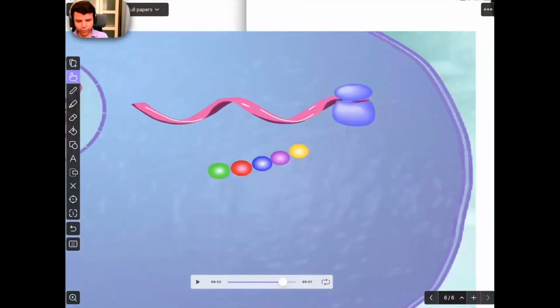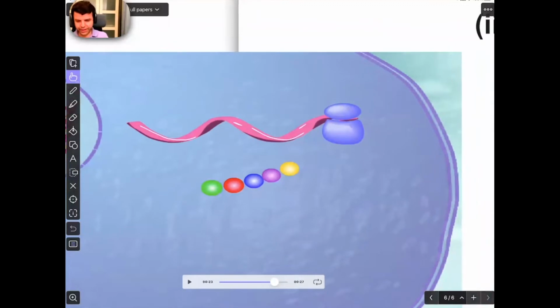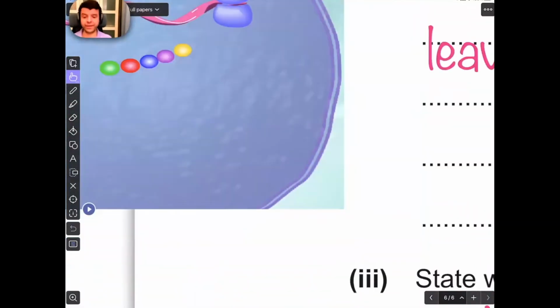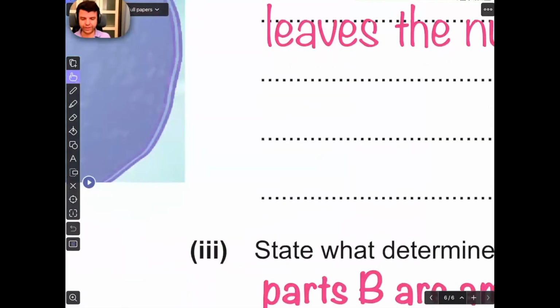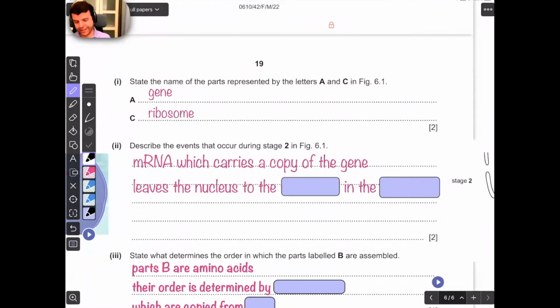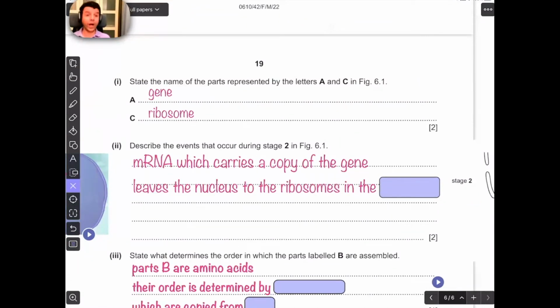So once again, what am I going to say now? I'm going to tell them that I understand what's happening. Okay. I'll tell them that's the messenger RNA. Okay, so I'll tell them that leaves the nucleus to the ribosome. And where are ribosomes found? Ribosomes are found in the cytoplasm, okay?